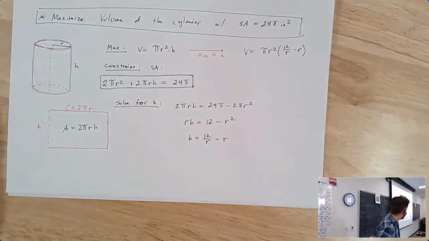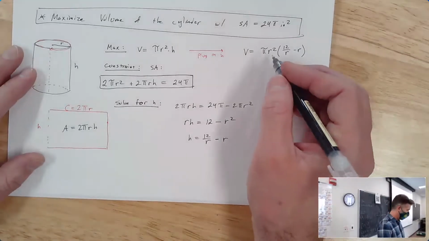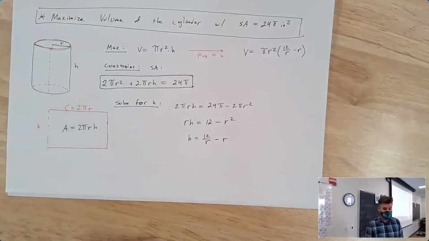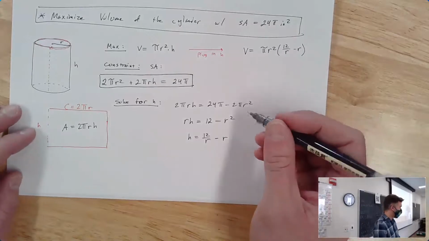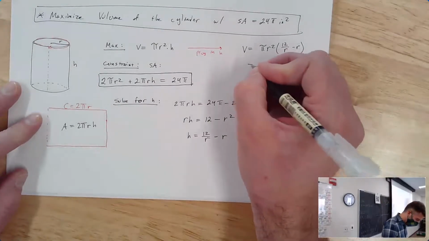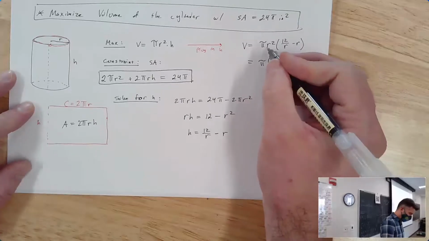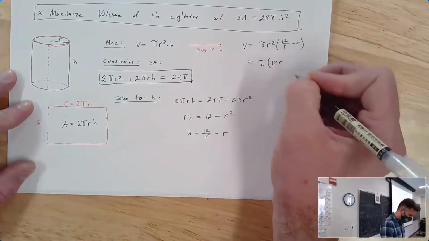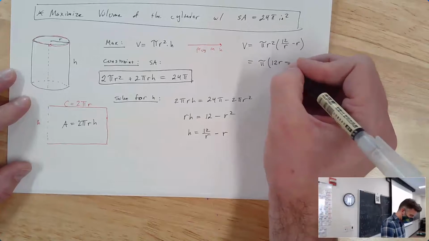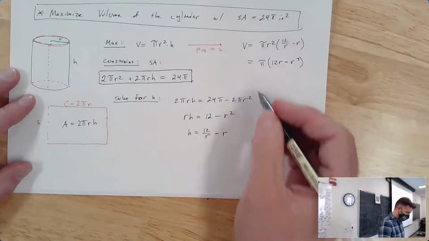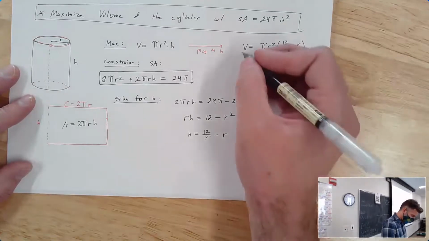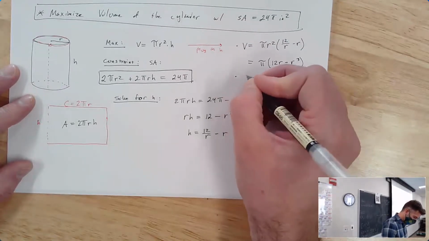I don't need to distribute the pi, because it's just a constant and it's not going to affect anything. But I do need to distribute the r squared. Well, I don't need to, but I think it's easier. You could take the derivative of this as is, but I would rather not use the product rule. So I'm going to rewrite this as pi times r squared times 12 over r, which is 12 times r, and r squared times r is r cubed. I haven't left myself a lot of room up here, so I will do the critical values here.